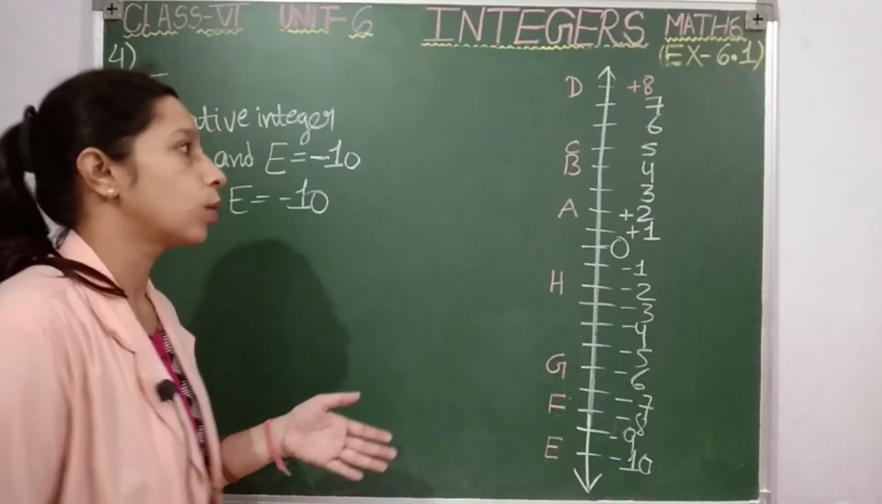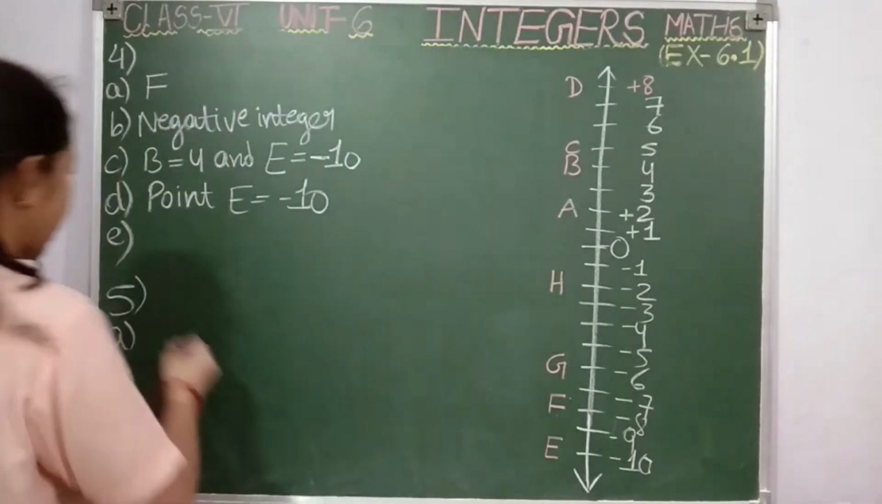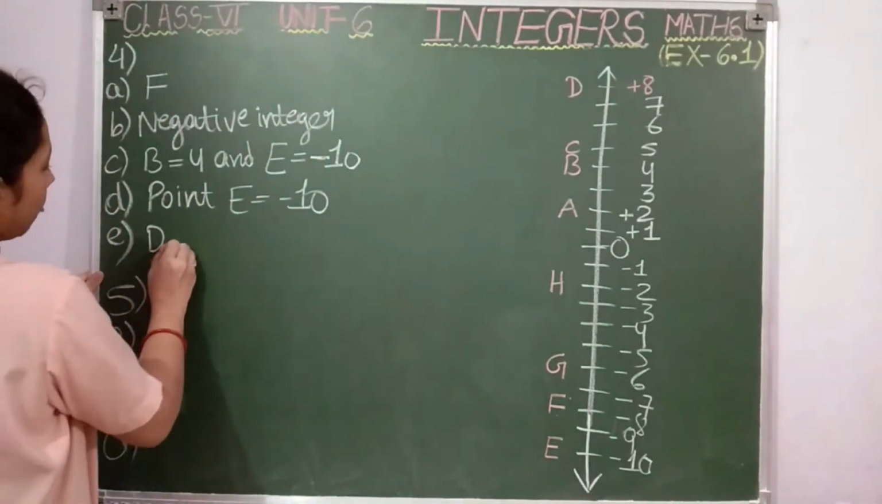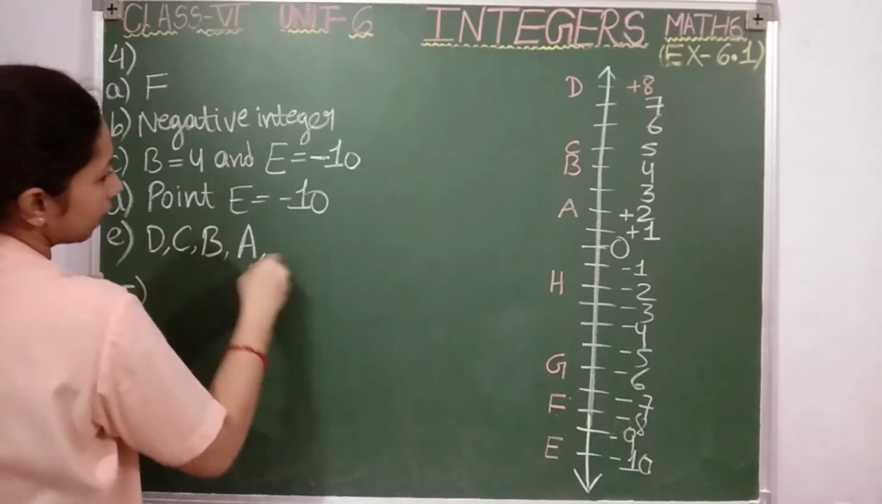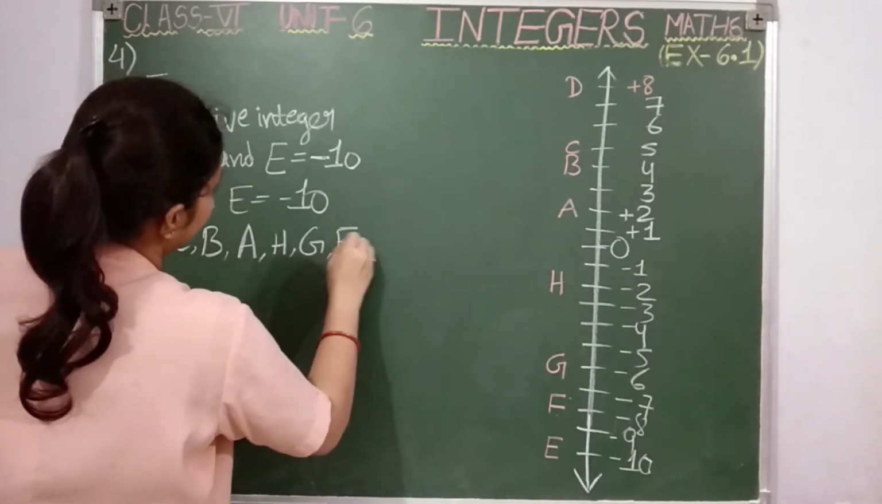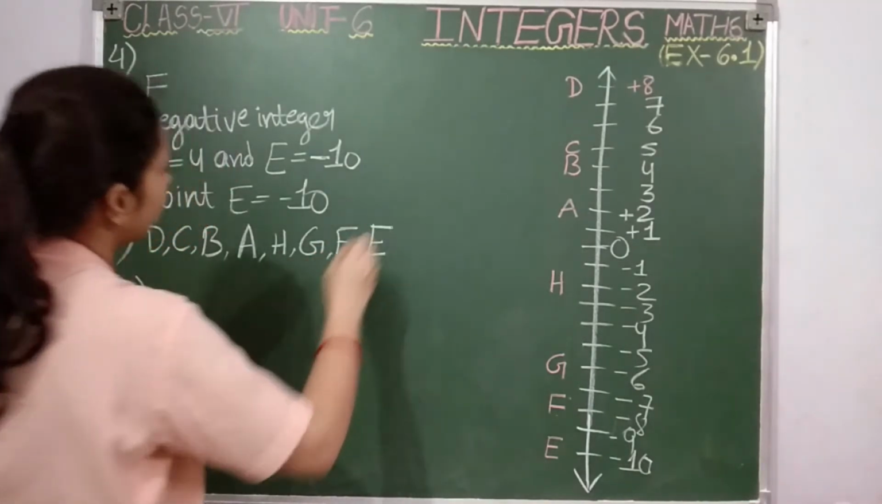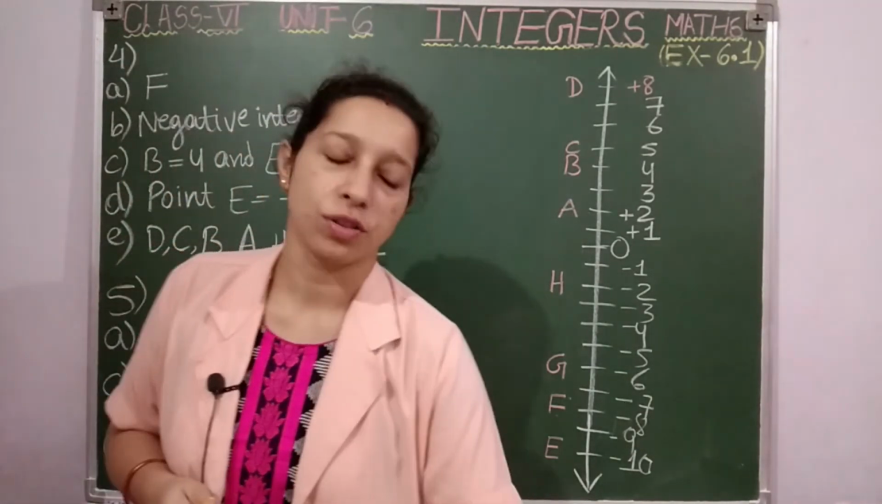So how to arrange, students? Which is the greatest point here? +8, D. So we will write D here. After D, C, B, A. Then comes our negative numbers H, G, F, and at last the least negative integer, which is point E. With this we have completed question number 4, students.